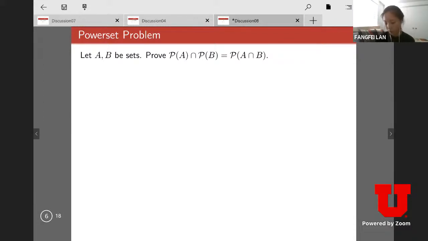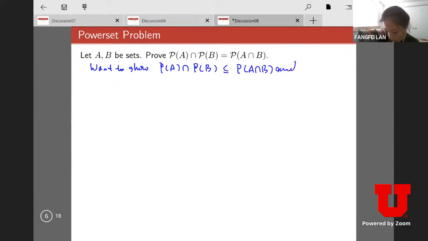So prove that they're subsets of each other. So we want to show this left side is a subset of the right side, and the right side is a subset of the left side. Okay, so let's use an element-wise proof again.